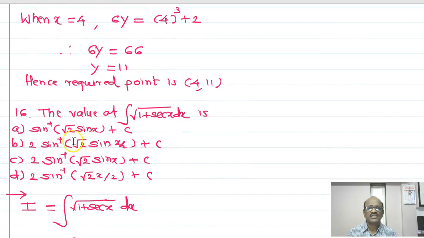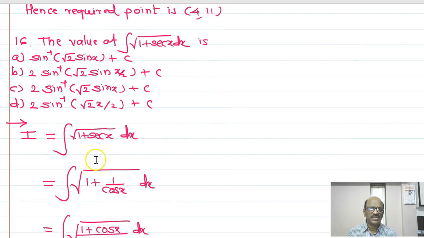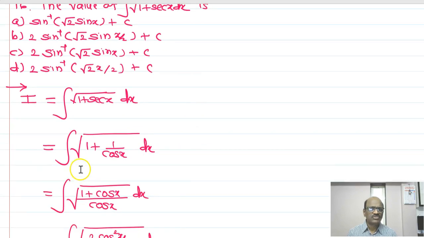Now the next question is the value of the integral of under root of 1 plus sec x dx is, well, this is again a very simple integral, that is integral of under root of 1 plus sec x dx. That is equal to integral of under root of 1 plus 1 upon cos x dx.